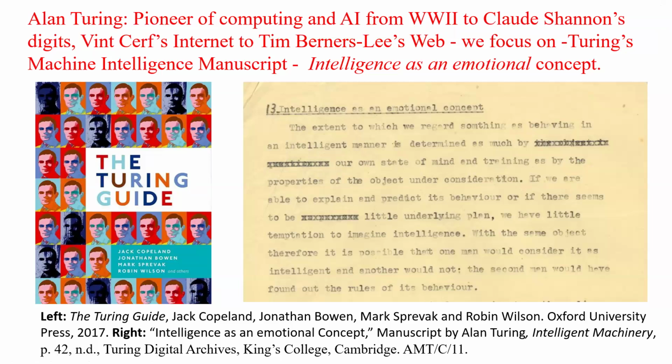Okay, I'm just going to say that this is a book I want to feature, Jonathan's book, The Turing Guide. We'll see more of that later, but I just want to mention one thing about this little section of page 42 of a Turing manuscript that's online in the Turing archives. Its title, on the last page, is Intelligence as an Emotional Concept. So, connecting emotion with intelligence.